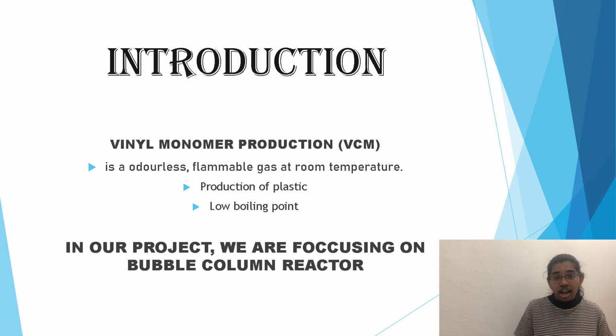In today's project, our group is focusing on the bubble column reactor in the VCM production. There are two reactants entering the reactor, which are chlorine and ethylene. Ethylene is a highly flammable and colorless gas, while chlorine is very reactive to the human body. So for today's case study, we are going to talk about the leakage of chlorine and ethylene to the bubble column reactor. Thank you.